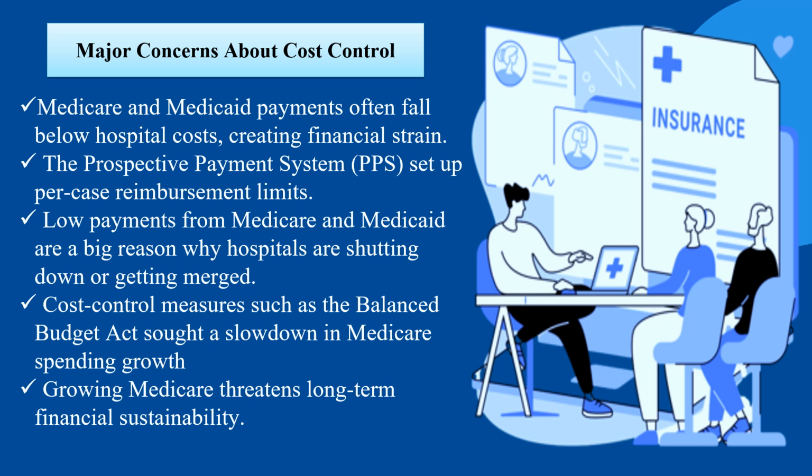To control cost, Medicare introduced the Prospective Payment System or PPS in 1983, shifting from cost-based payments to fixed reimbursement per diagnosis-related groups. Other cost containment efforts include penalties for high readmission rates and adjustment through the Balanced Budget Act. However, as Medicare enrollment continues to rise, concerns about the program's long-term financial stability remain.